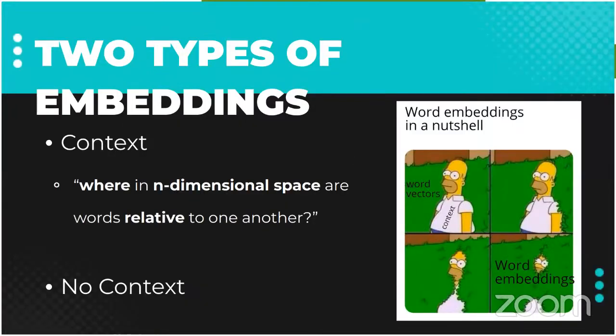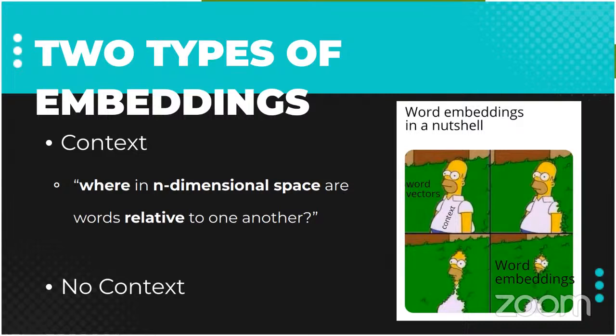So there were two types of embeddings. There's the one with context and there's one without context. I think we know what context is, right? Like when n-dimensional space are what's related to one another. So it depends where a word is, right? Where in a sentence the word is also determines the context of it. So the surrounding words of a word or a sentence determine the context.